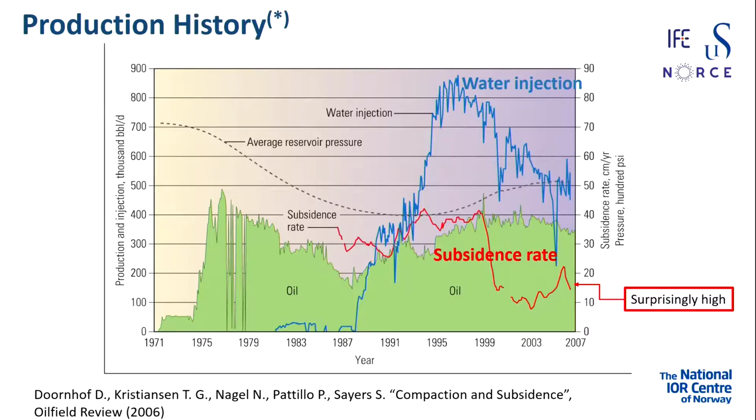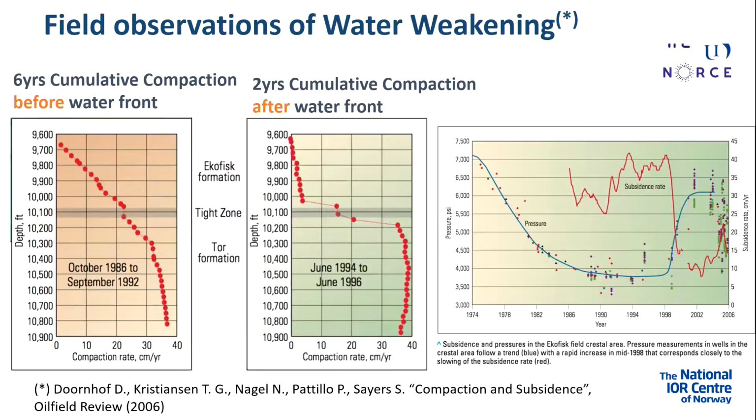So these are some data showing the average reservoir pressure going down, and this red line here is the subsidence rate. And this axis here shows you how much subsidence you have per year. So after the first production, it was up to 40 centimeters per year, which is a lot. And then they increased the pore pressure by injecting water, and the subsidence went down as expected, but it is still surprisingly high. It's actually higher than what you would expect. And so that was one thing they observed.